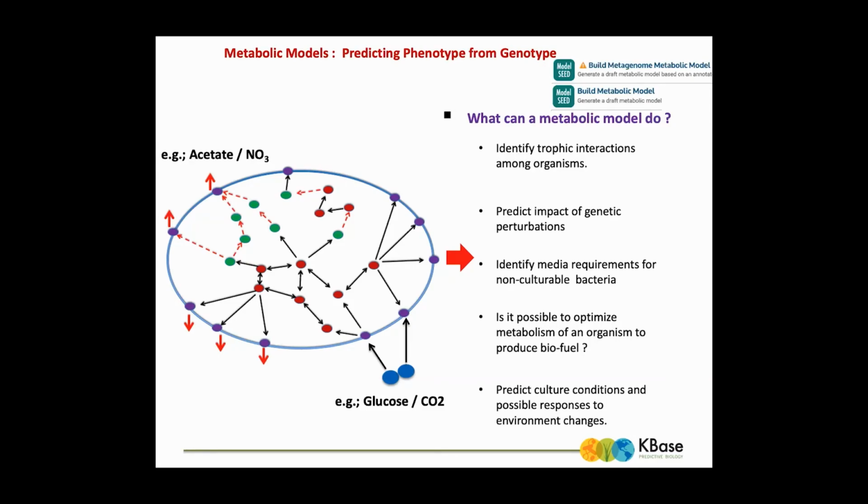And in the biofuel field, a certain organism can be used to produce an important biofuel. You can also use metabolic models to predict culture conditions and possible responses to environmental changes. There are endless lists, and these are some of the highlights I can put here of how metabolic models can be used.